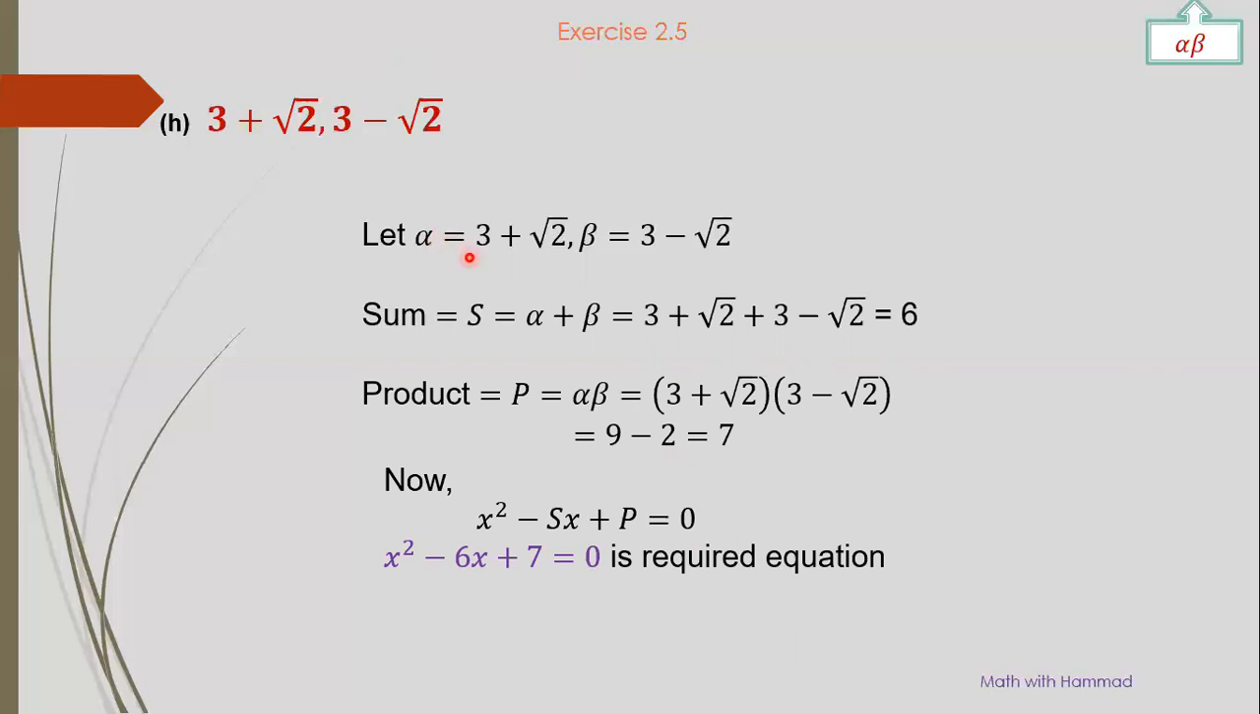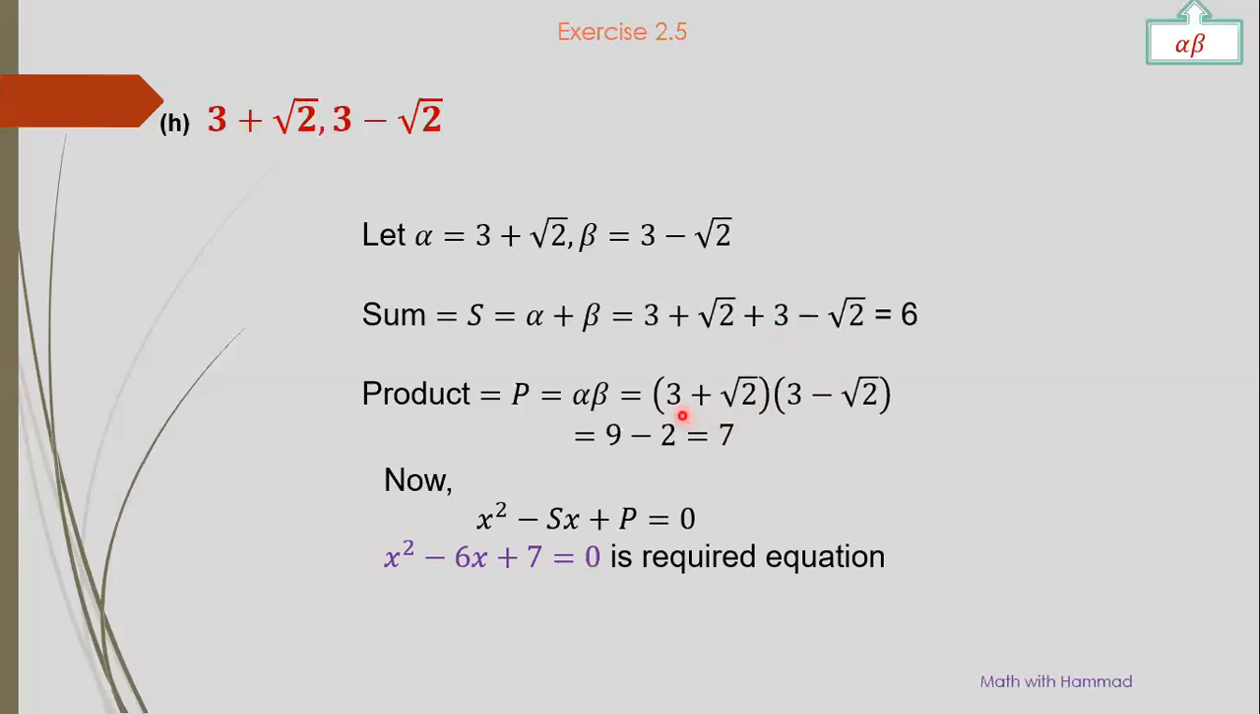Here we have two roots. Alpha is equal to 3 plus under root 2 and beta is equal to 3 minus under root 2. Sum: 3 plus under root 2 plus 3 minus under root 2. This plus under root 2 cancels out with this minus under root 2. We have 3 plus 3, answer is 6.